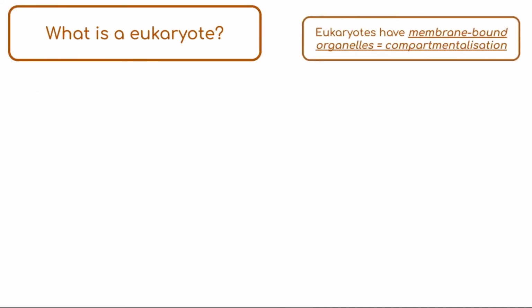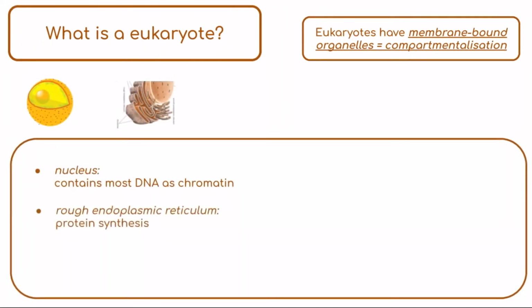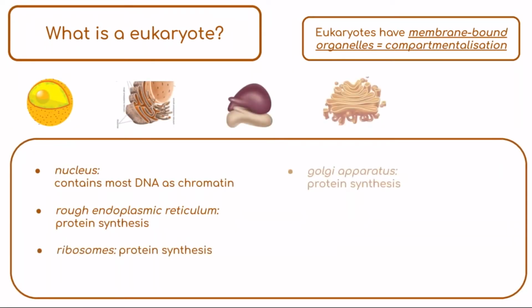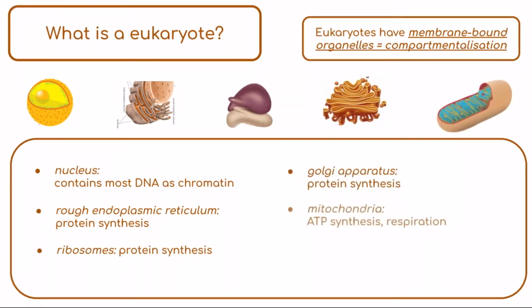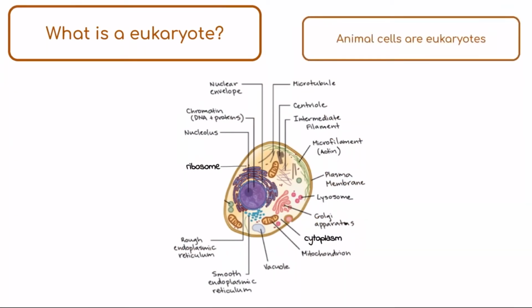As we said, eukaryotes are defined as having membrane-bound organelles, which allow for what we call compartmentalization. An example of common organelles found in eukaryotes are the nucleus, rough endoplasmic reticulum, ribosomes, the Golgi apparatus, mitochondria, and vesicles and vacuoles. We can look at these organelles and their function in an animal cell. The diagram shows the basic structure of an animal cell.